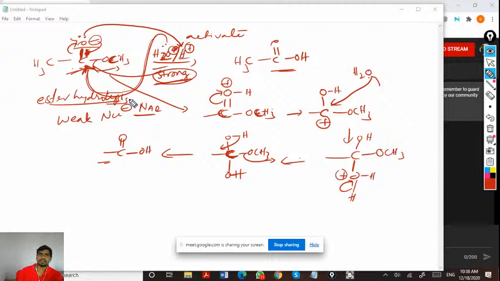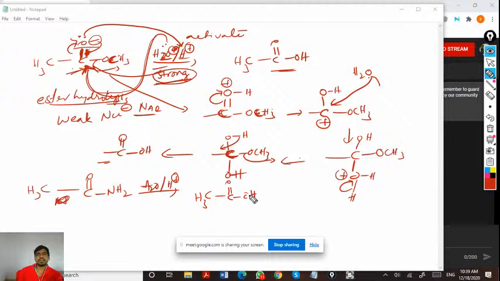Not only this, you have just now seen the amide hydrolysis, resulting in carboxylic acid. This is also another example of nucleophilic addition reaction.